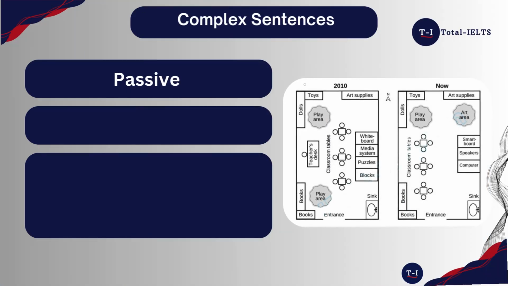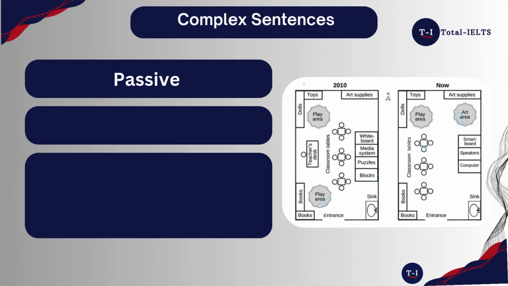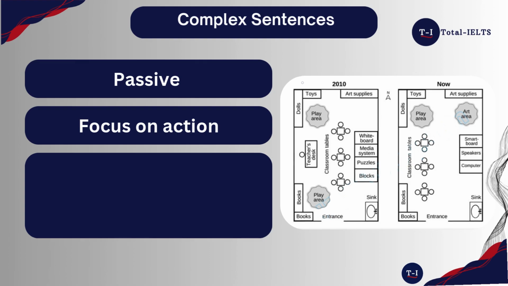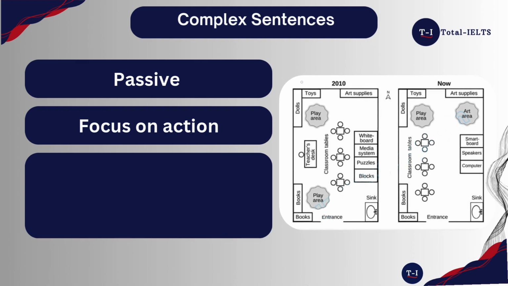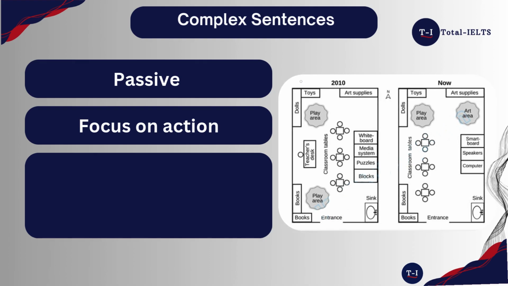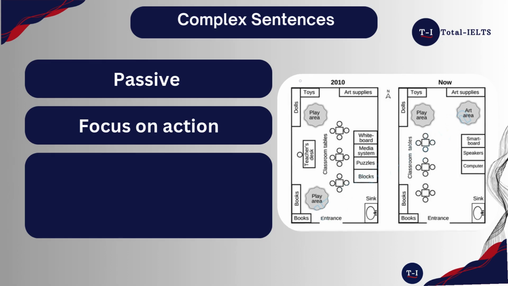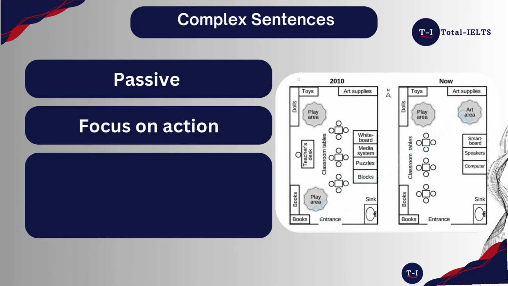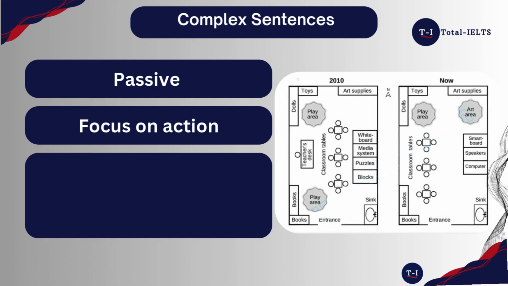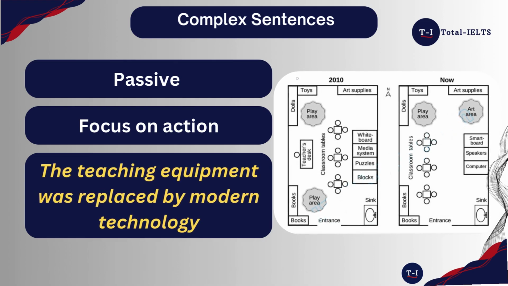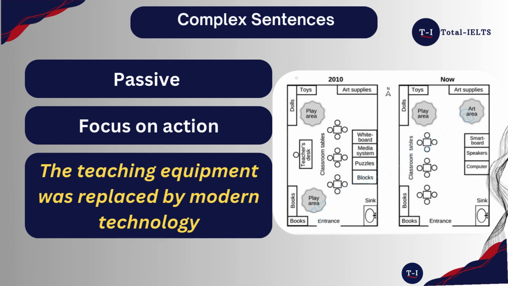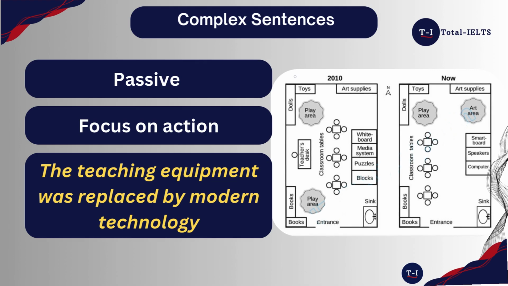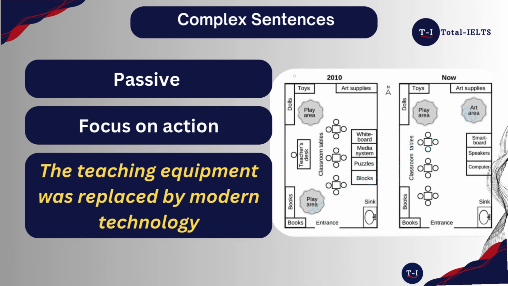Another complex structure which is often overlooked is the passive. We use the passive when we focus on the action rather than who did it, because who did it is either not relevant, not important, or not known. It's particularly useful for academic writing task 1, where you're asked to write a report. For example, the teaching equipment was replaced by modern technology. We don't know who did this, so it's more appropriate to use the passive.